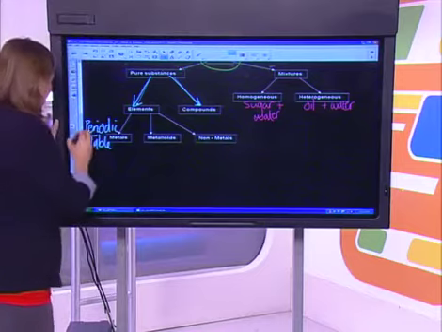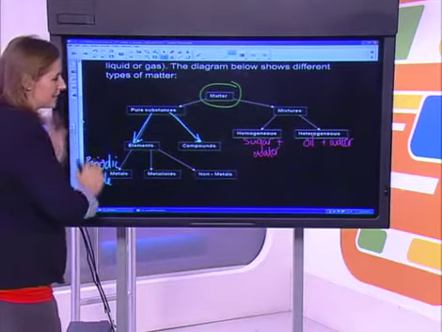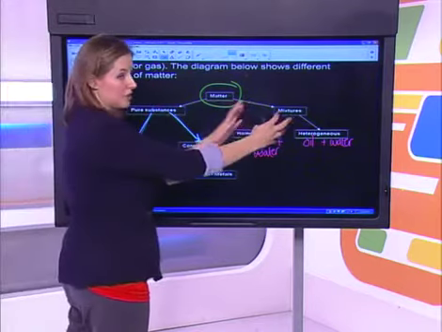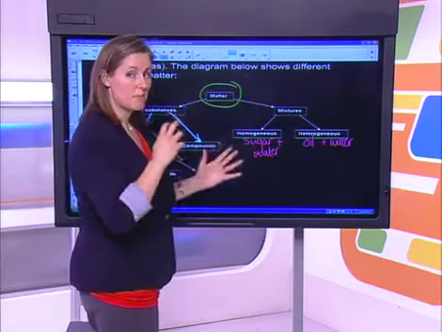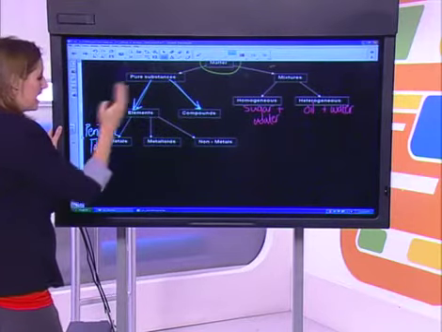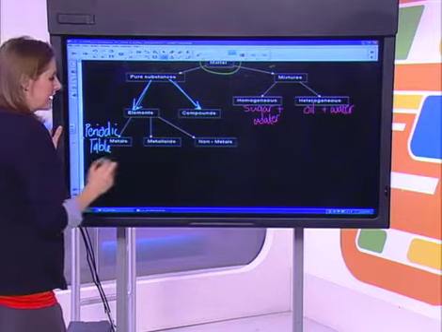So going back to our big picture, we said all matter can be separated into pure substances or mixtures. Mixtures, we can think about as homogeneous or heterogeneous. Pure substances could be elements or compounds, and elements could be metals, metalloids, or nonmetals.